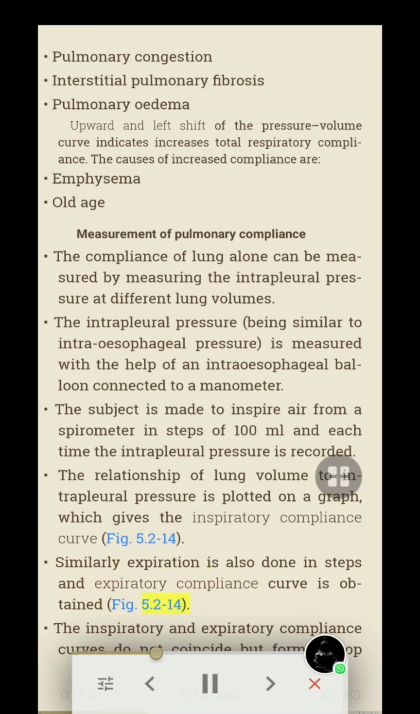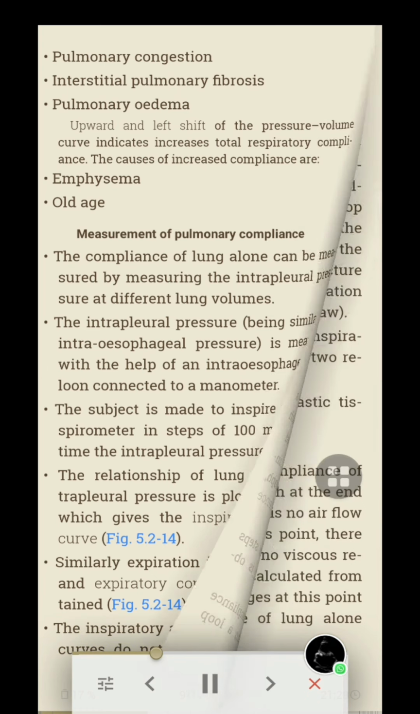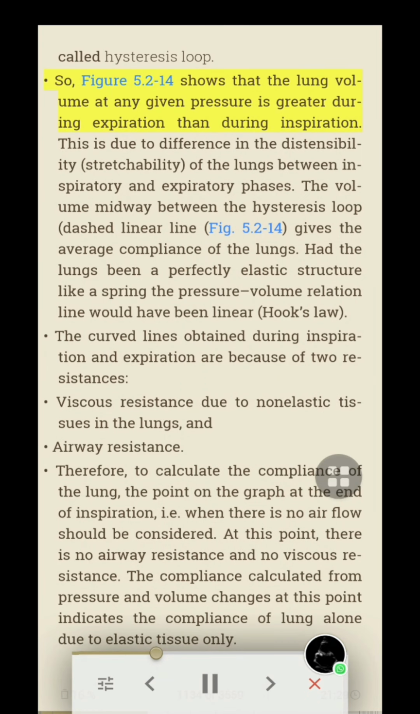Similarly, expiration is also done in steps and the expiratory compliance curve is obtained, Fig. 5.2-14. The inspiratory and expiratory compliance curves do not coincide but form a loop called the hysteresis loop. So, Figure 5.2-14 shows that the lung volume at any given pressure is greater during expiration than during inspiration. This is due to difference in the distensibility, stretchability, of the lungs between inspiratory and expiratory phases.